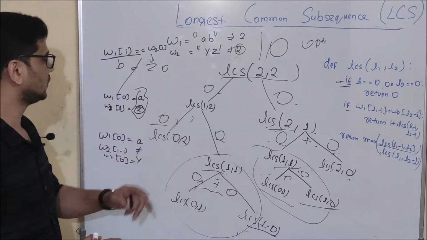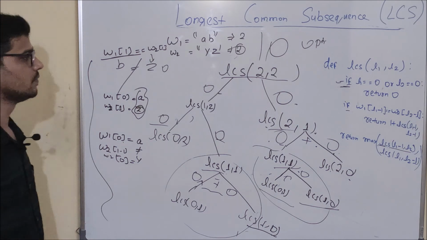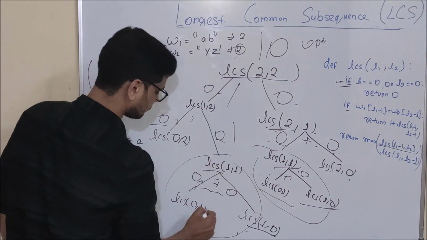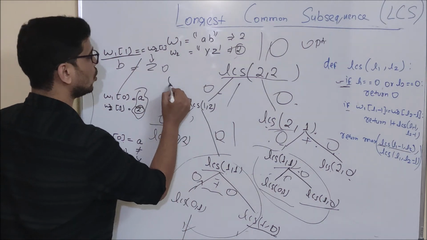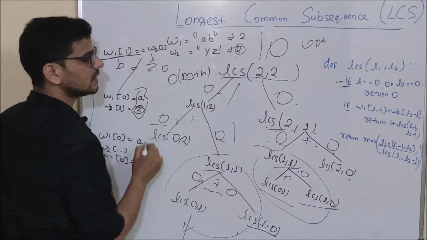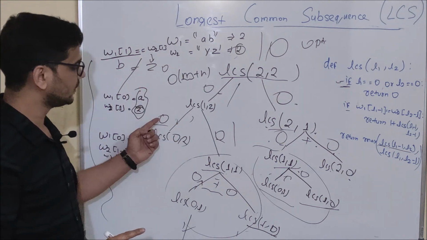Okay. Now one more thing I want to ask here. What will be the time complexity for this particular recursive program? As you can see here, the height is basically order of m plus n, where m is the length of the first string and n is the length of the second string.